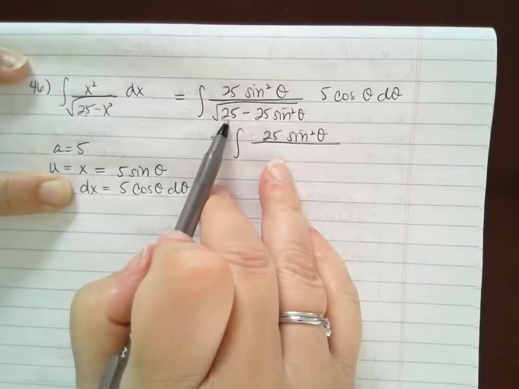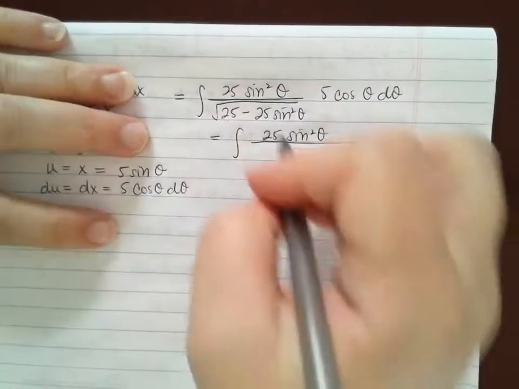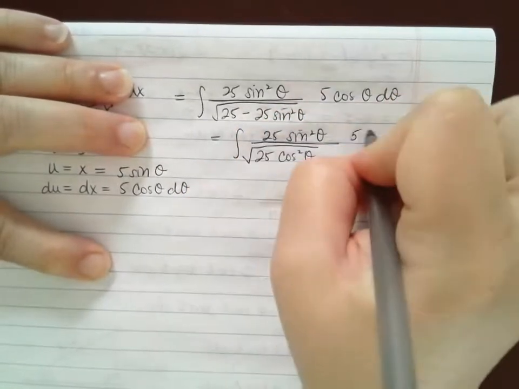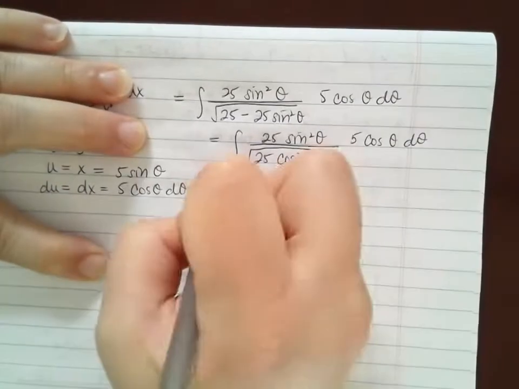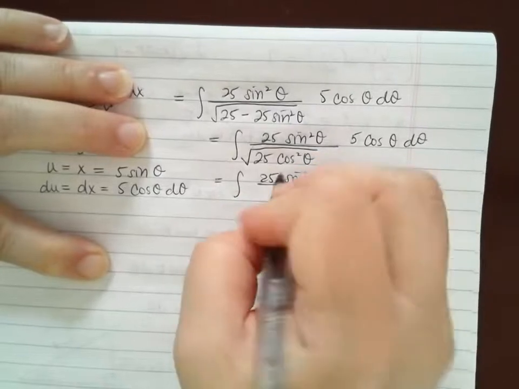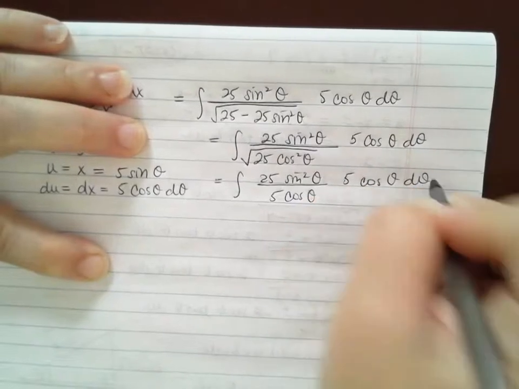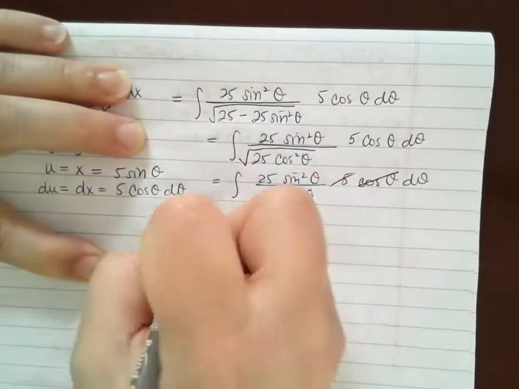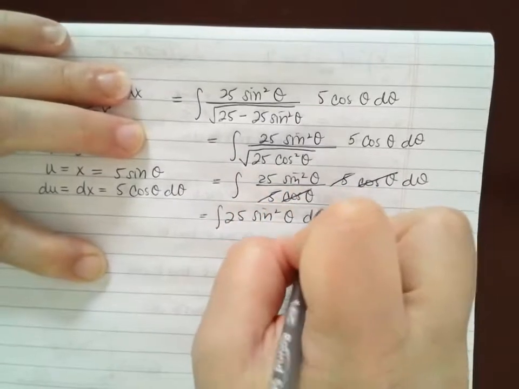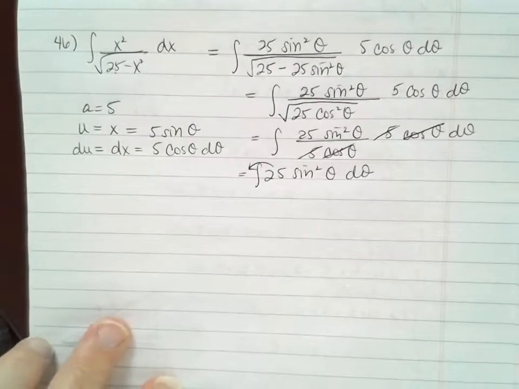Hopefully you can foreshadow that the 25s are going to get factored out, leaving 1 minus sine squared, which becomes cosine squared. And then we've already discussed what happens here. This becomes 5 cosine theta, which will cancel with that 5 cosine theta. The 25 can come out front. It's not helping our integral at all. But at this point, I'm kind of stuck.